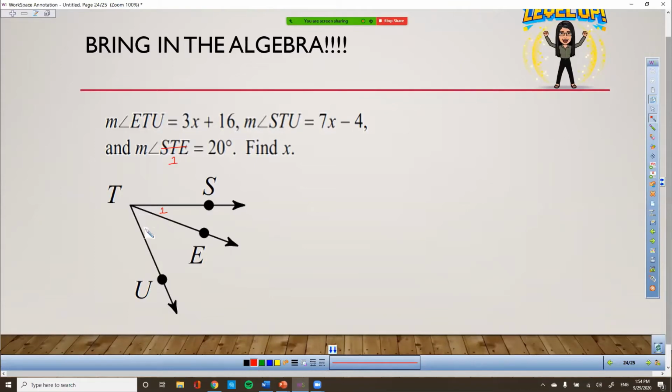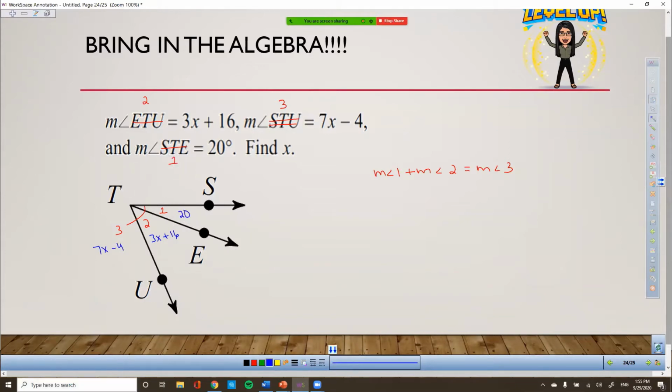Let's go ahead and name angle ETU as angle 2. So ETU is going to be angle 2. And all of it together, STU, is going to be angle 3. Okay, and I know that we're going to have to apply the angle addition postulate, which tells me that the measurement of angle 1 plus the measurement of angle 2 equals the measurement of angle 3. And so now let's go ahead and substitute in all the information that they gave us. They told me that the measurement of angle 2 is 3x plus 16, and the measurement of angle 3, all of it together, is 7x minus 4. And the measurement of angle 1 is 20 degrees.